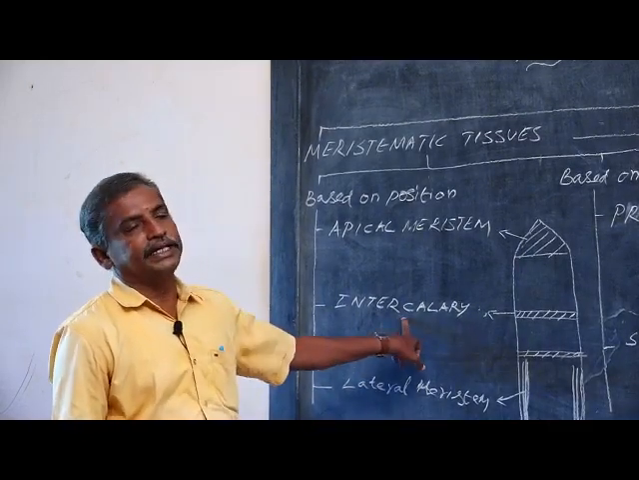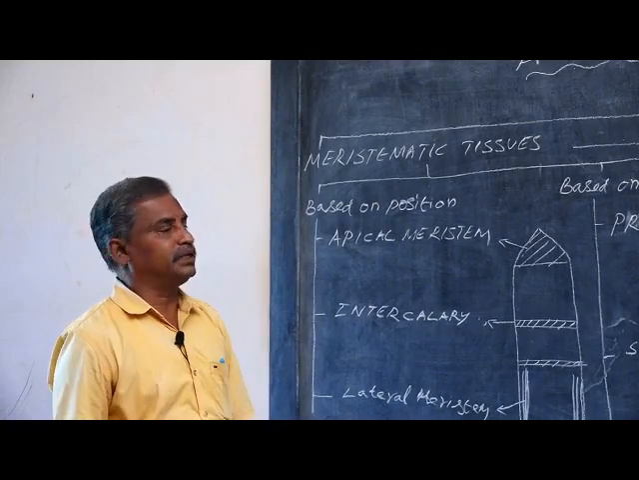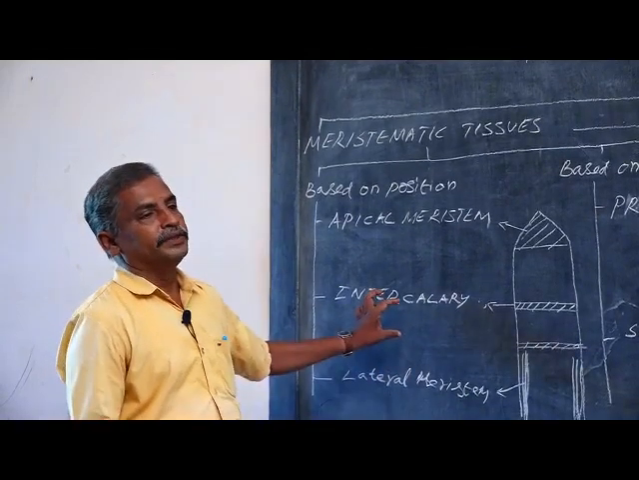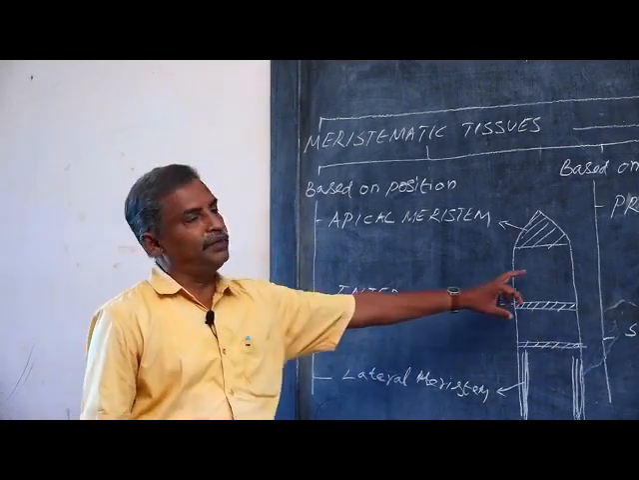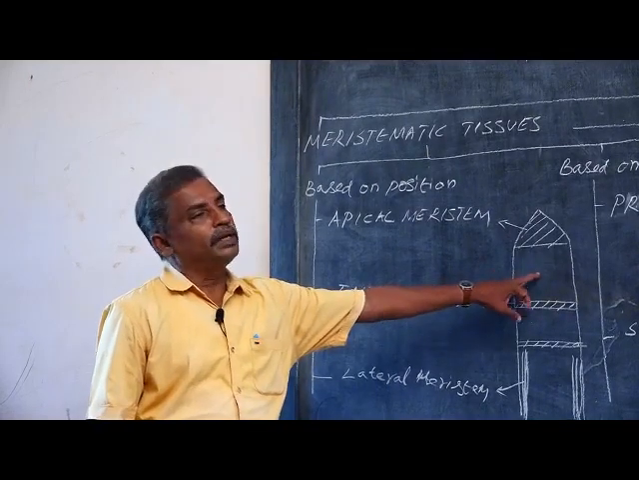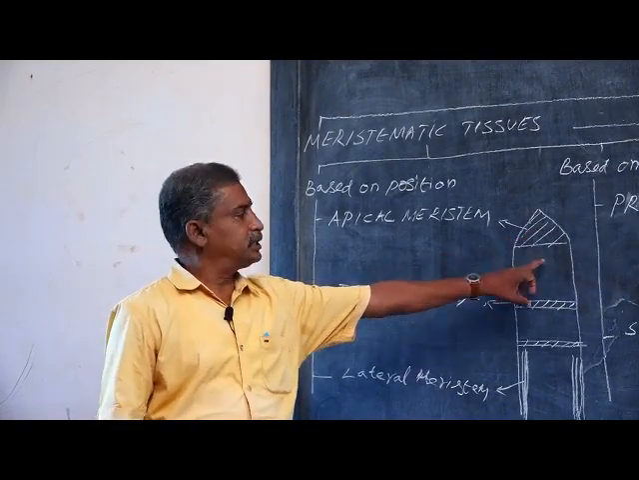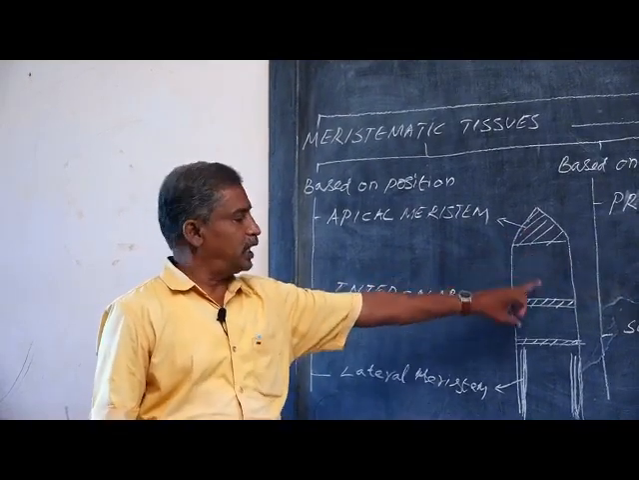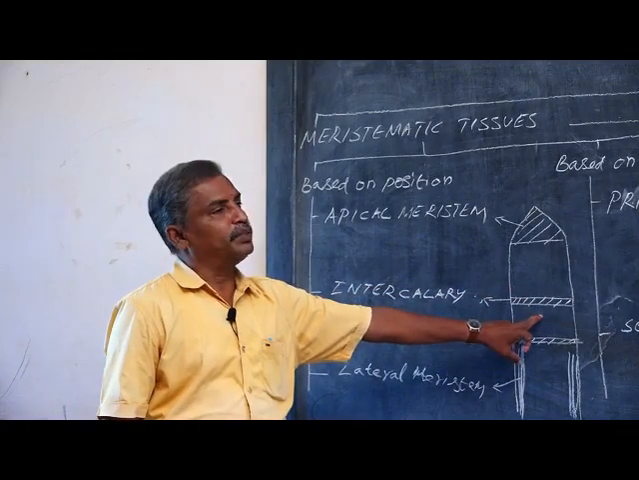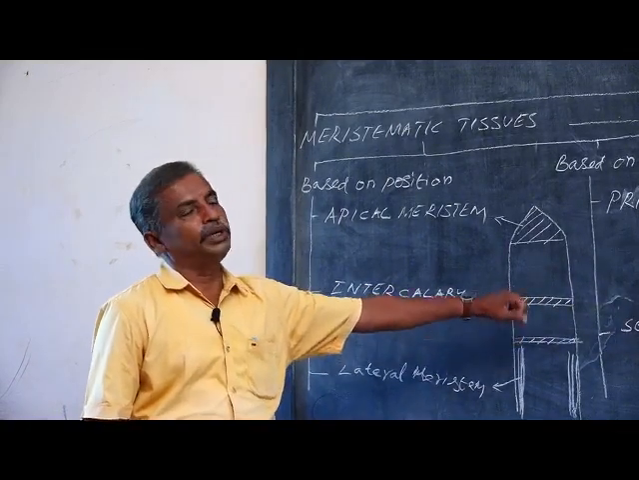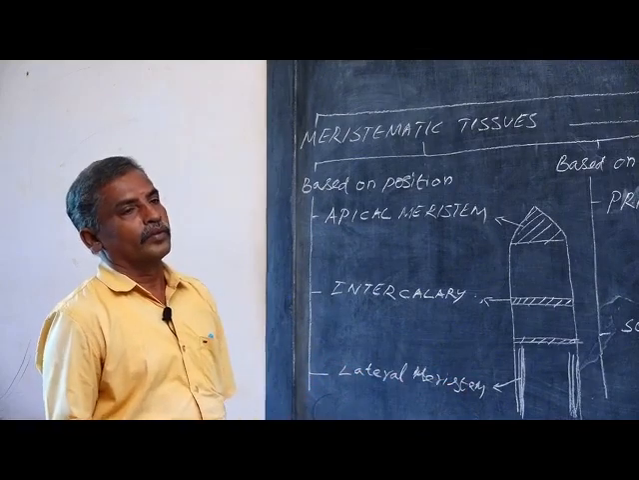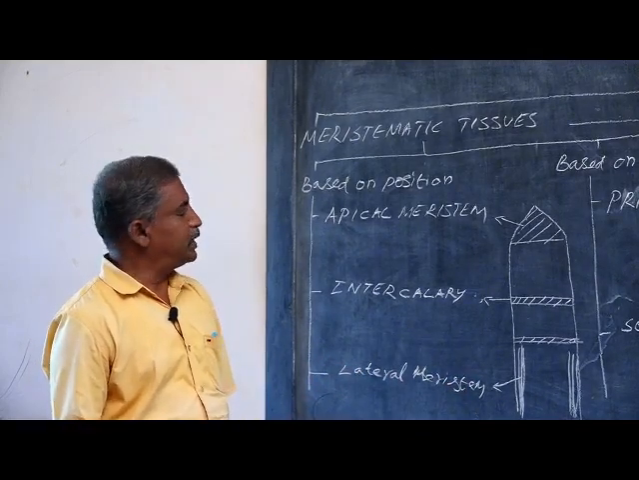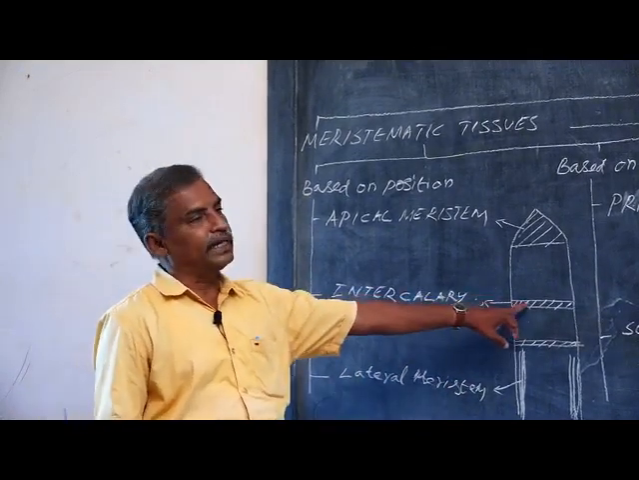Why is it called intercalary meristem? The name itself denotes that this meristem is found in between two permanent tissues. This is the apical meristem, and in that portion permanent tissue is there. This also is permanent tissue. The meristem found in between the two permanent tissues is called the intercalary meristem.